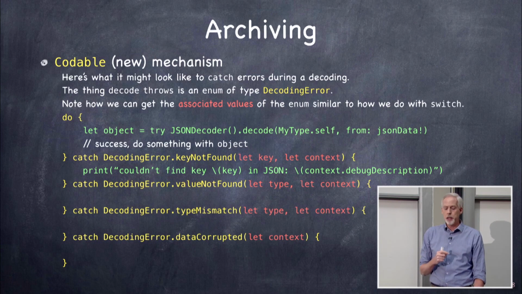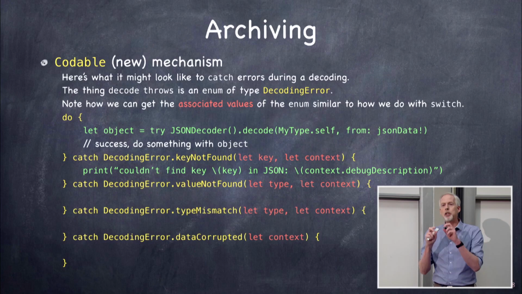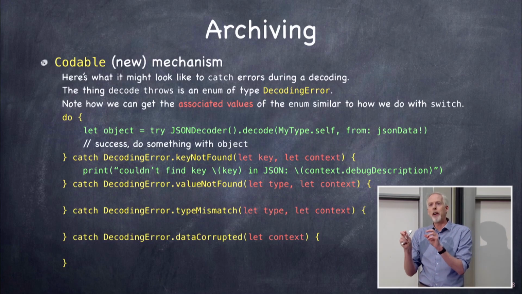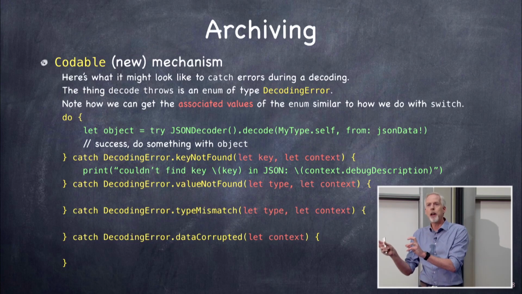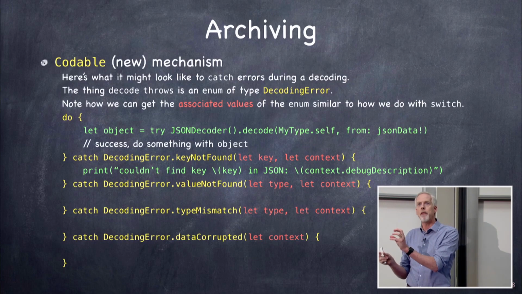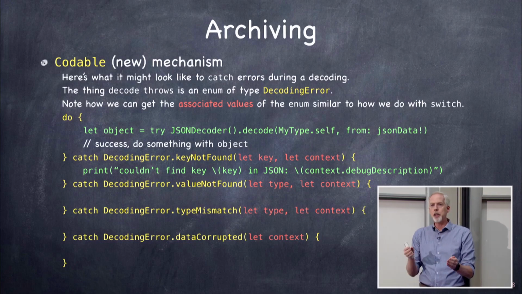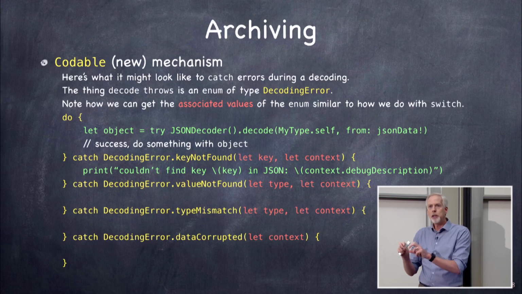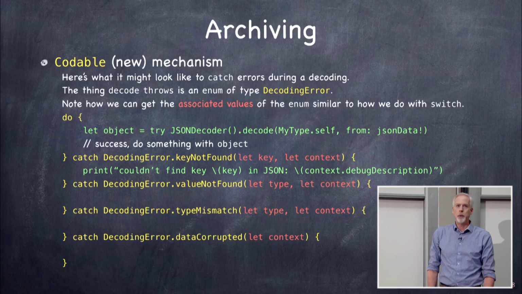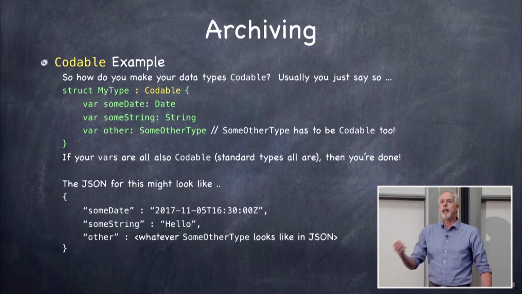So a lot of times things will throw an enum. And when they throw the enum, you can do the same thing we do with switch, which is to grab the associated values out. So you see how that really works great for errors, right? So you're catching the key not found error, and you're grabbing the associated value, which is the key that was not found. Okay, so this is a common thing to do, is to throw an enum, and then in your catch, you just catch the cases, and you're allowed to do this same kind of grab the associated value as you can do with switch.